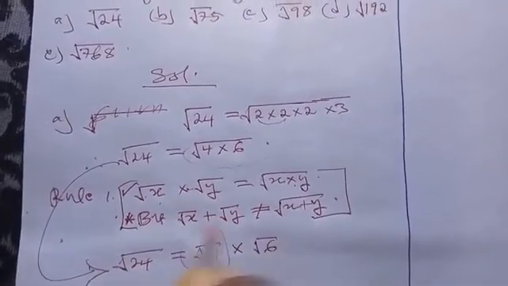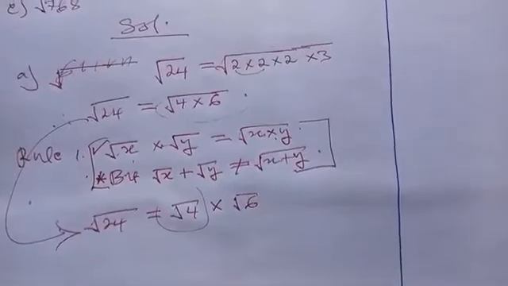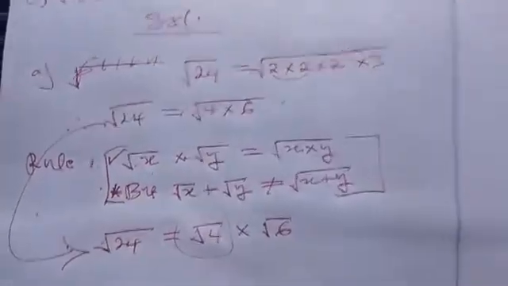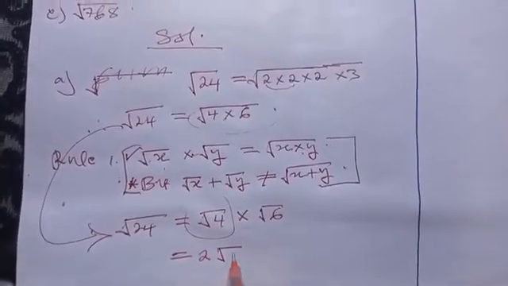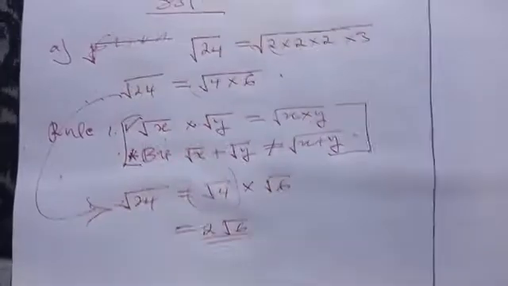But why am I choosing this perfect square? Because I can take the square root of a perfect square. The square root of 4 is 2. So I'm going to have 2 root 6. This is my final answer.